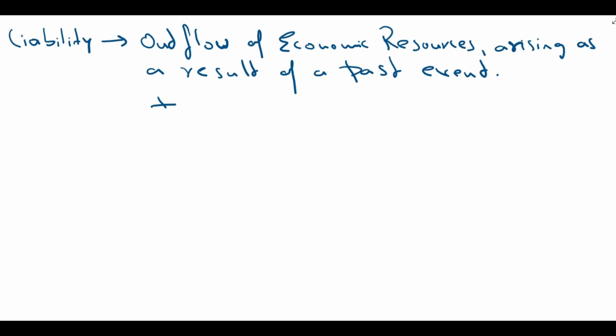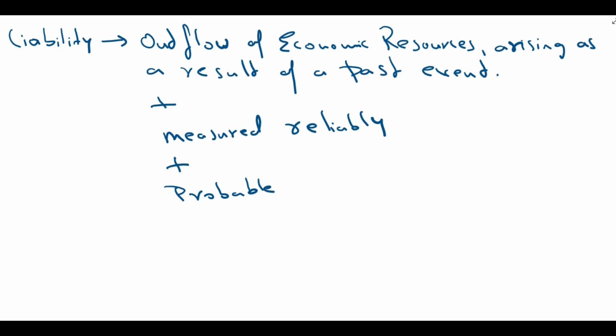Further, the outflow has to be measured reliably, okay? Now, furthermore, it has to be probable, okay? So these three things have to be there: measured reliably, probable, and an outflow of economic resources arising as a result of a past event.